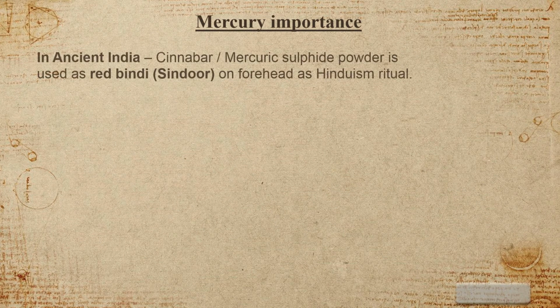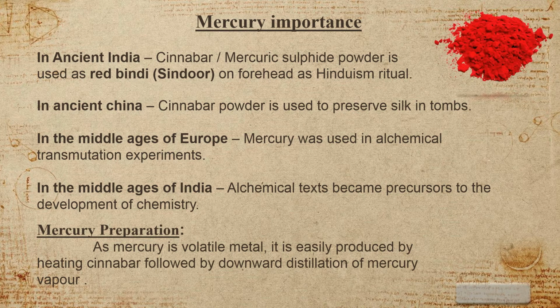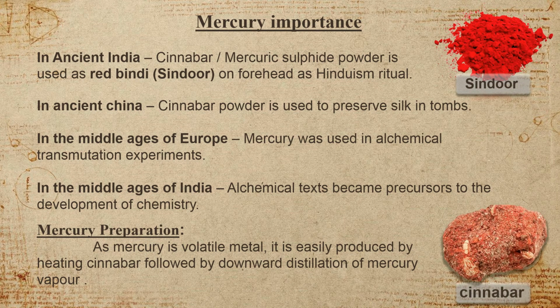Mercuric sulfide powder is used as the red bindi on forehead as a ritual of Hinduism. Cinnabar powder is used to preserve silk in tombs. Mercury was used in alchemical transmutation experiments.